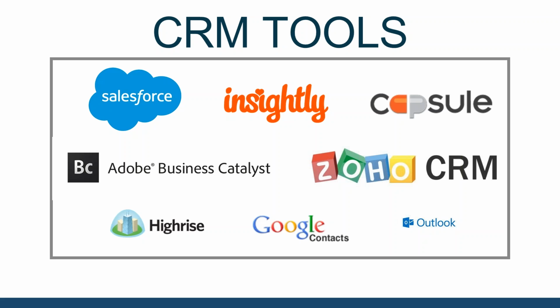High-Rise, that's part of a larger suite of products. It works very well with a program called Basecamp. We've got Google Contacts. That's awesome as well. That's only a small CRM, but you can certainly populate that. And Outlook, believe it or not, Outlook has a CRM. Dig in deep, have a look in your contacts. You can certainly add more information than just their name and their email address.